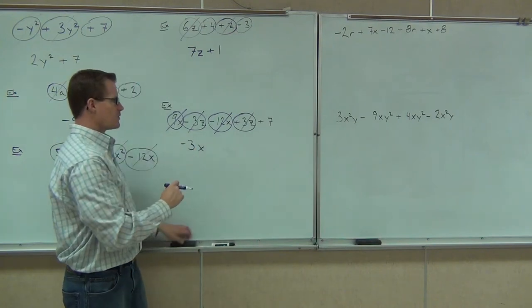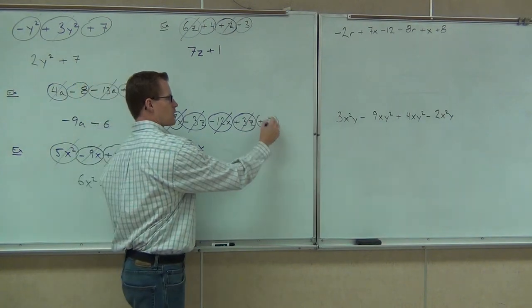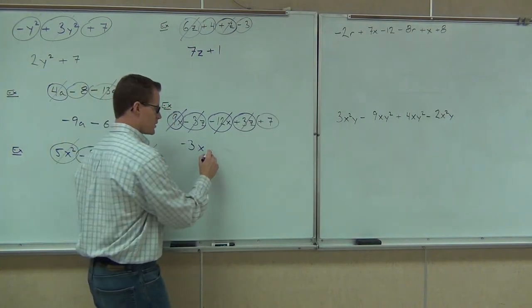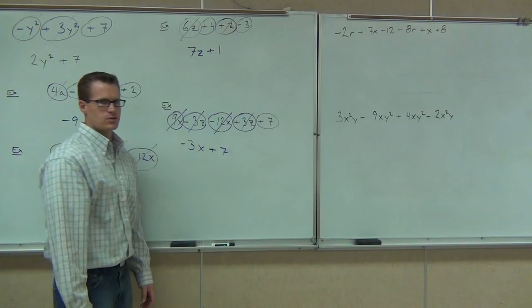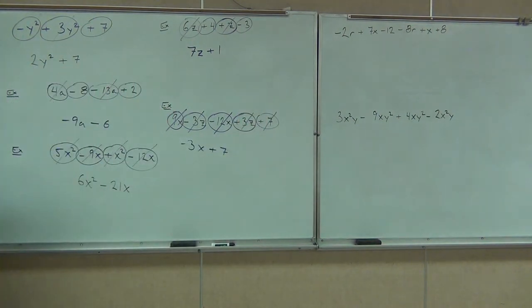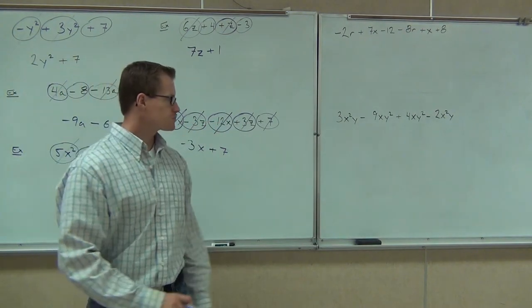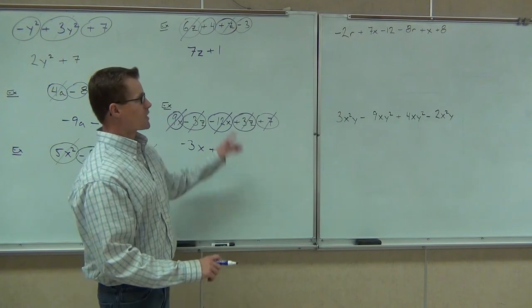And then we take care of that. Is there anything else? Plus 7. Whatever I haven't crossed out, I look for like terms. If it's just a term by itself, it gets added on to the very end. And we're done. So what happened to the z's? They're gone. They simplified to 0. Okay, moving on. That was a good one.